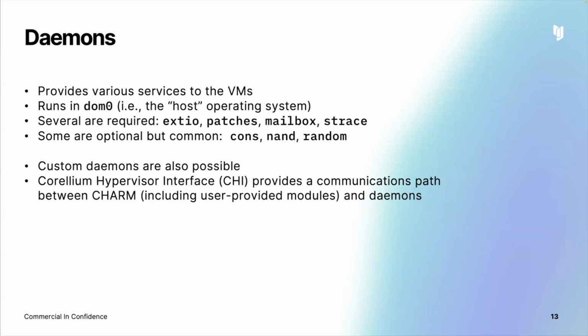There are a number of built-in daemons, some of which are required for a VM to operate at all, and then some are optional. So for example, the cons daemon provides the glue between the console tab in the Corellium user interface and the UART serial port model inside the device model. Custom daemons are also possible, and the full course involves implementing a few of those. The Corellium hypervisor interface, or CHI, provides a mechanism to send messages between DOM0 daemons and a VM's module.